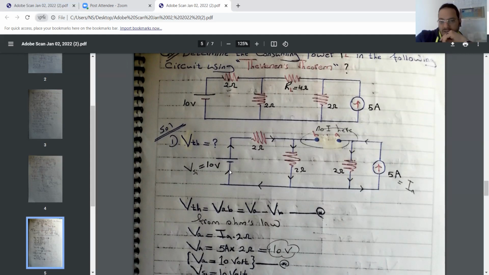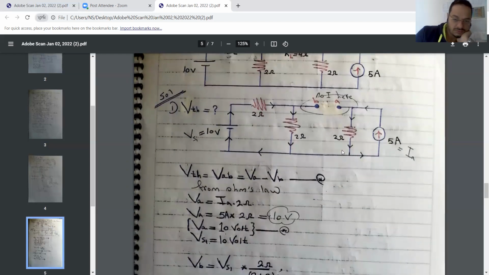We can calculate here. I calculated the Thevenin voltage first, after that the Thevenin resistance. Here, by using Kirchhoff voltage law, we can put here C and D to simplify the circuit more. Here, VAB equals VA minus VB, like we know. Here, we will calculate VA.